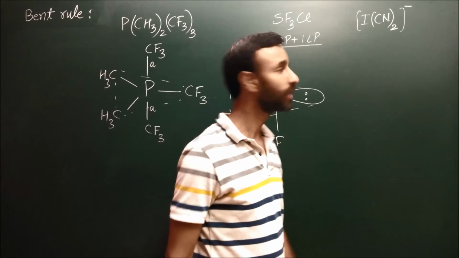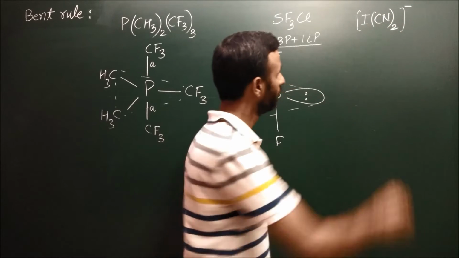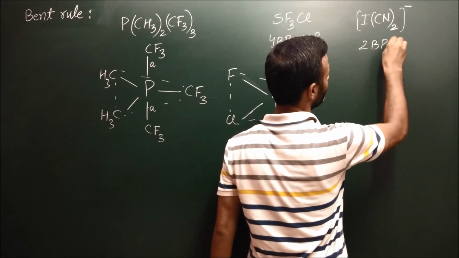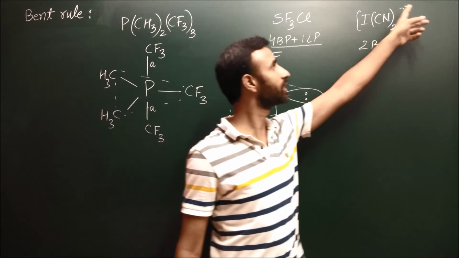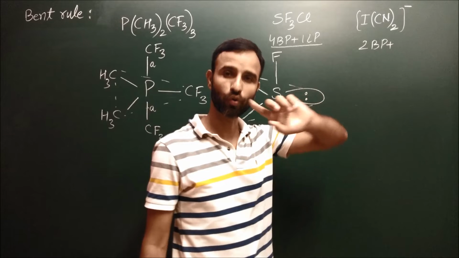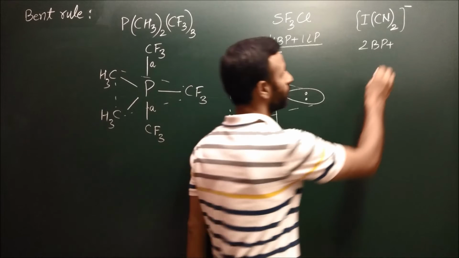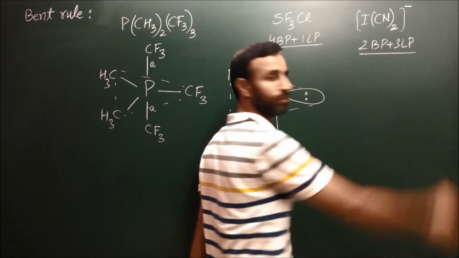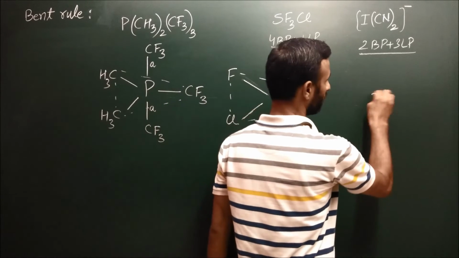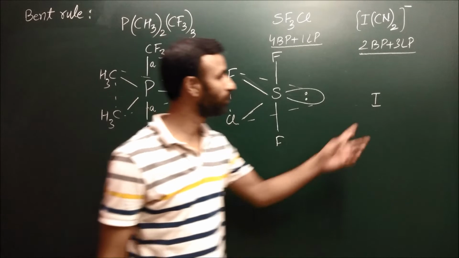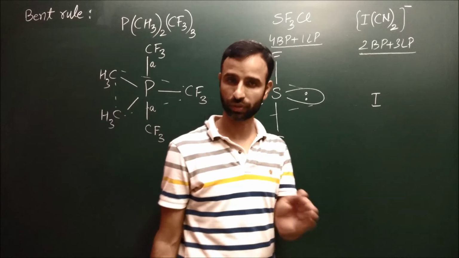Come to this iodine, I3 negative. So there are two bond pairs. How many lone pairs? Iodine has 7 electrons, one is gained, so total 8. Out of 8, 2 are shared. So how many left? 6. So there are 3 lone pairs. 2 bond pairs, 3 lone pairs. So it can be easily predicted that lone pairs will occupy equatorial position, being S rich.